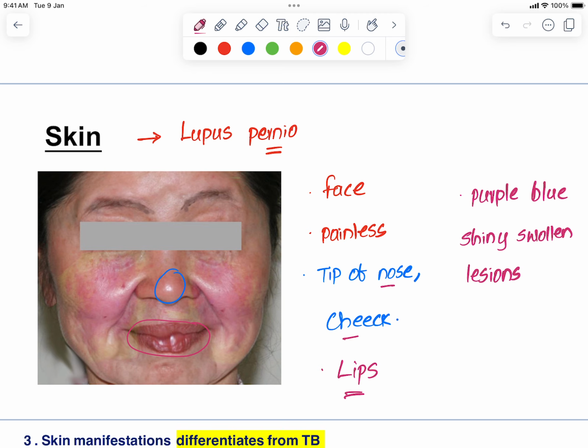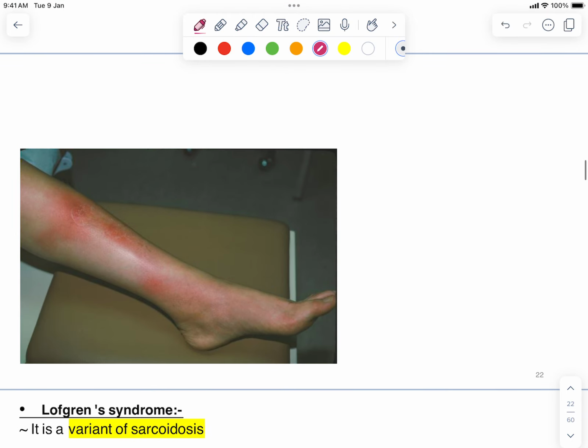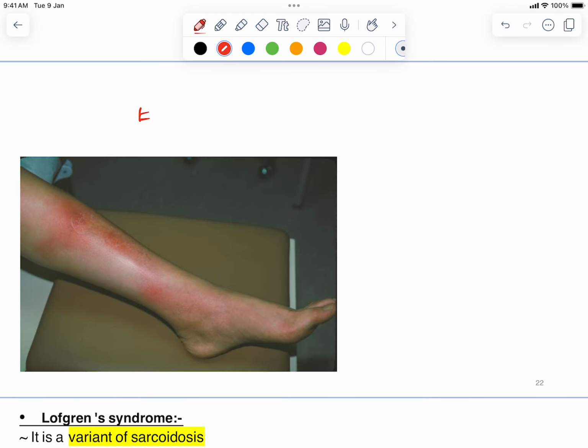Then the next important skin manifestation will be erythema nodosum. Erythema nodosum is the inflammation of the subcutaneous fat that is observed over the lower limbs. This erythema nodosum is also a hypersensitivity reaction that you come across even in tuberculosis. In tuberculosis, you can come across erythema nodosum, but you don't see lupus pernio.